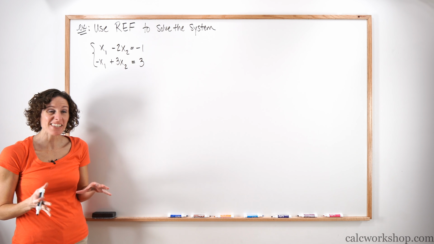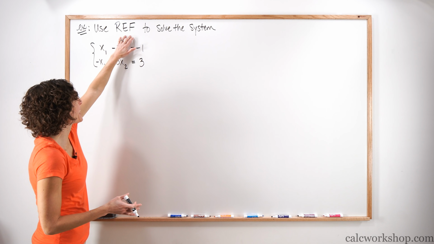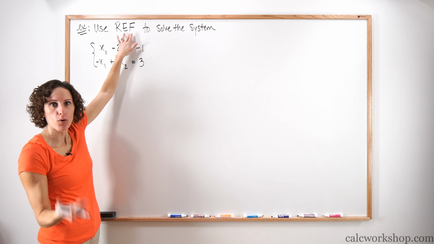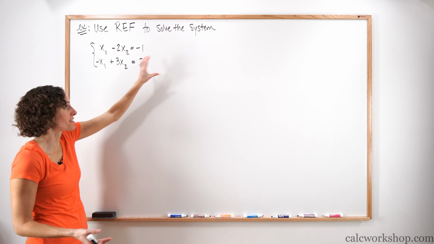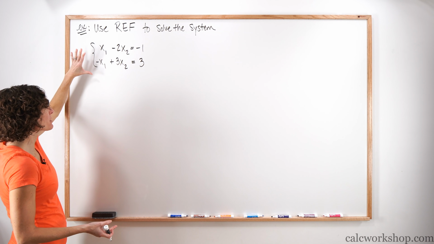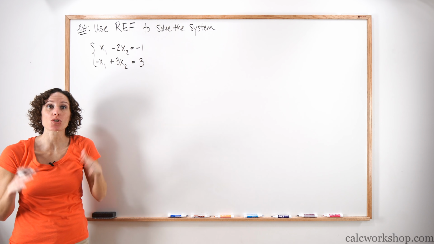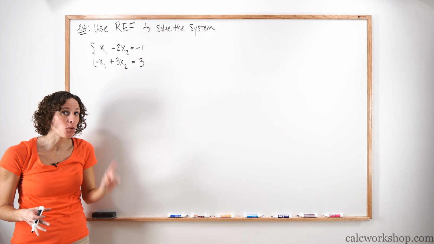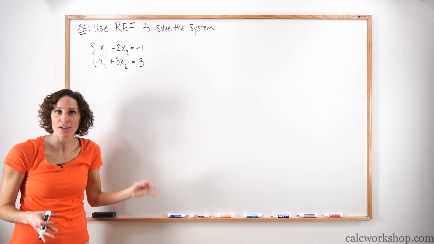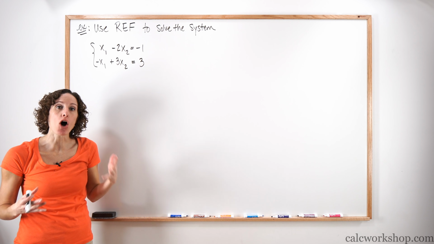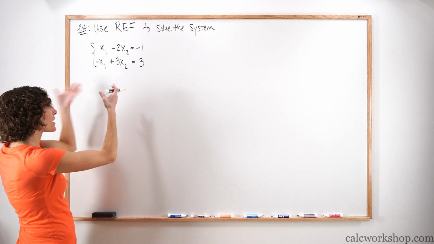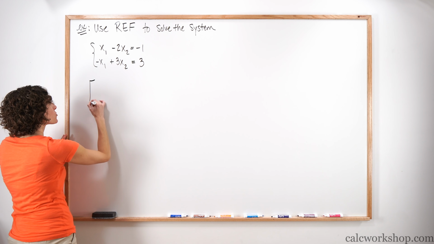All right, so for this example, it says use REF, row echelon form or Gauss elimination to solve the system. What we see here is we're given this basic system, two equations, two unknowns, and what we're going to do is put it into an augmented matrix. In order to perform REF or RREF, you must be using an augmented matrix.